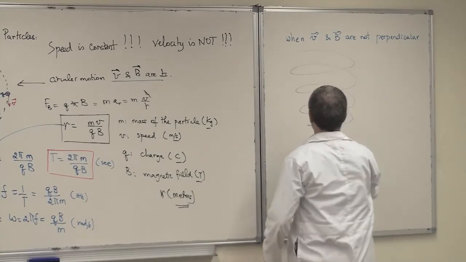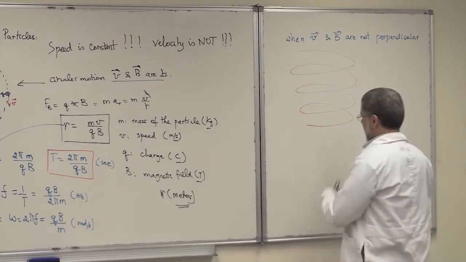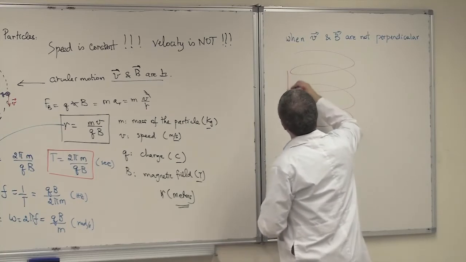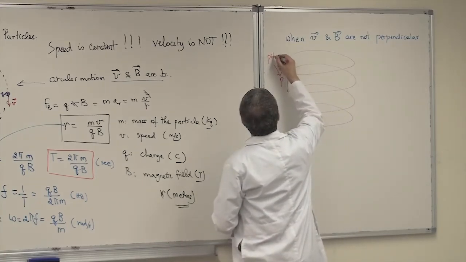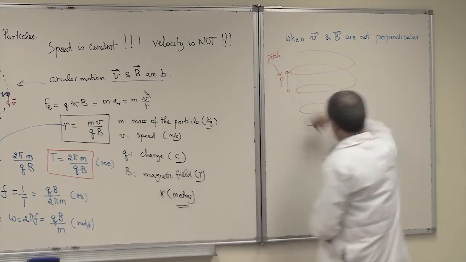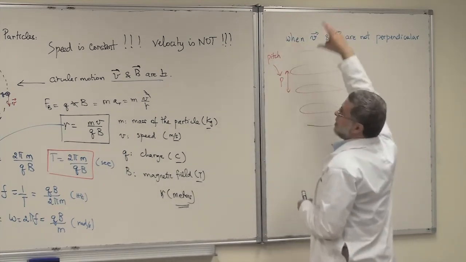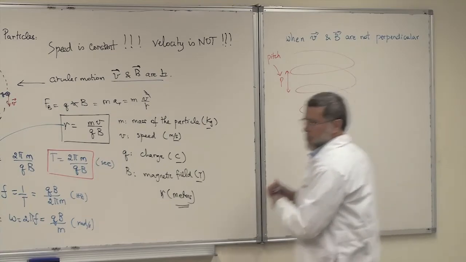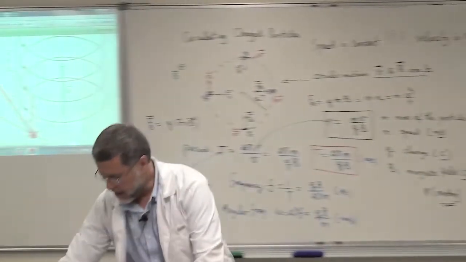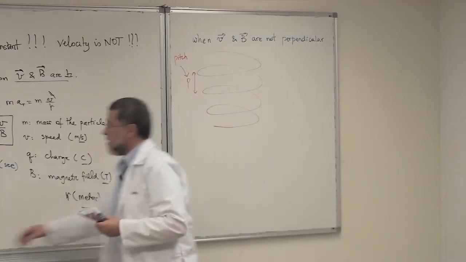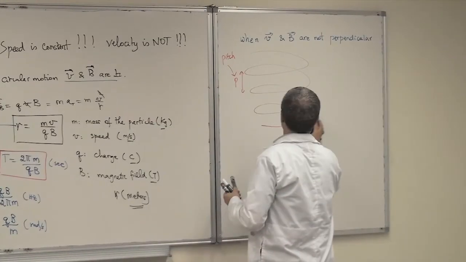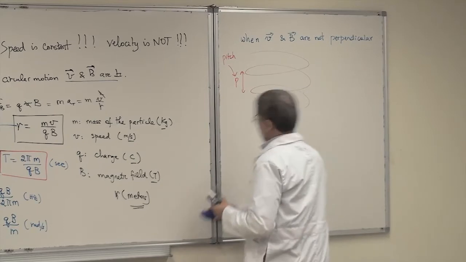Okay, it's circular in the plane, but there is a pitch, something called the pitch P. So we call this the pitch. The pitch is how much, for every rotation, how much it has moved in the direction of B. Of course, this figure has to be careful. The radius is constant here. Okay, so let me keep it like this.